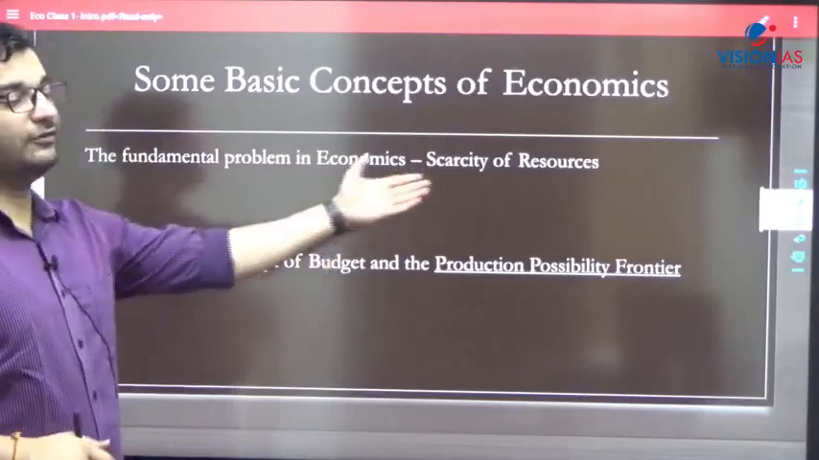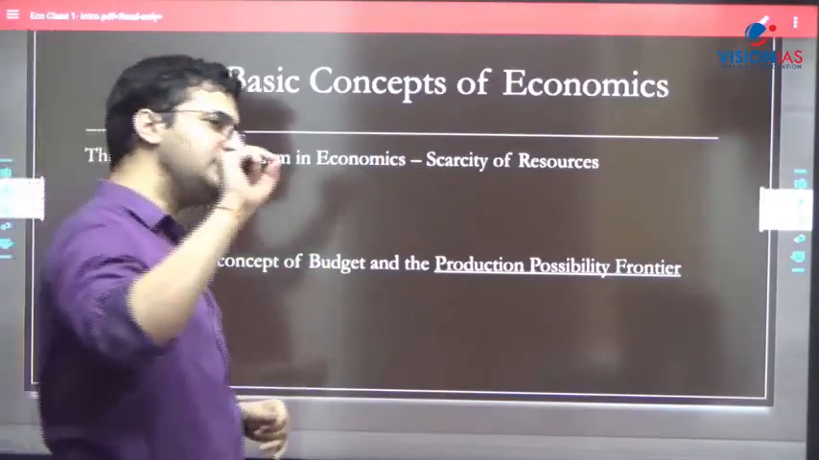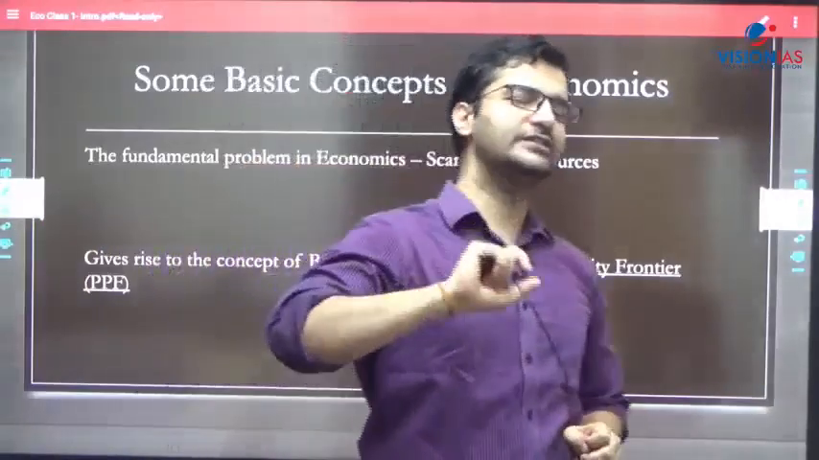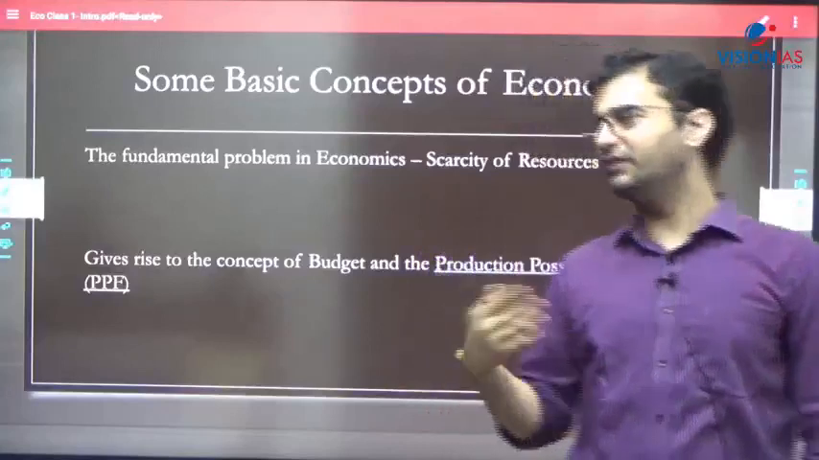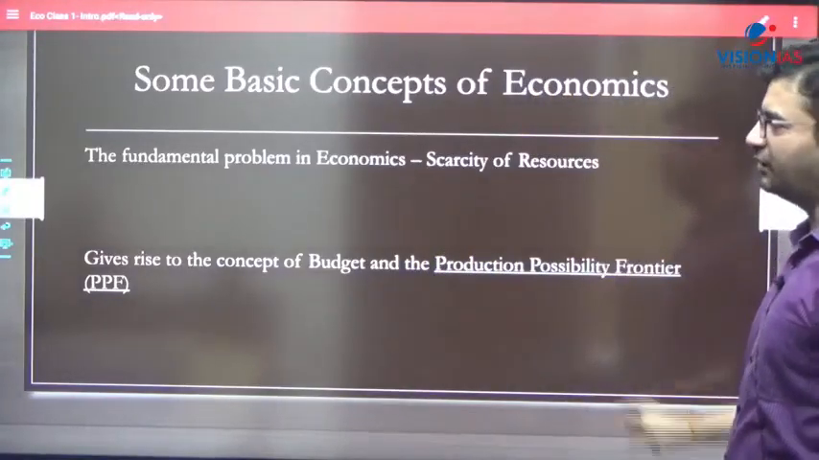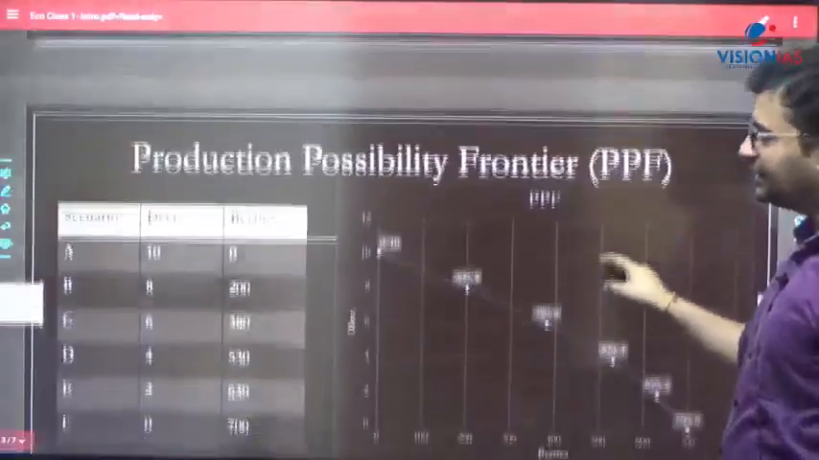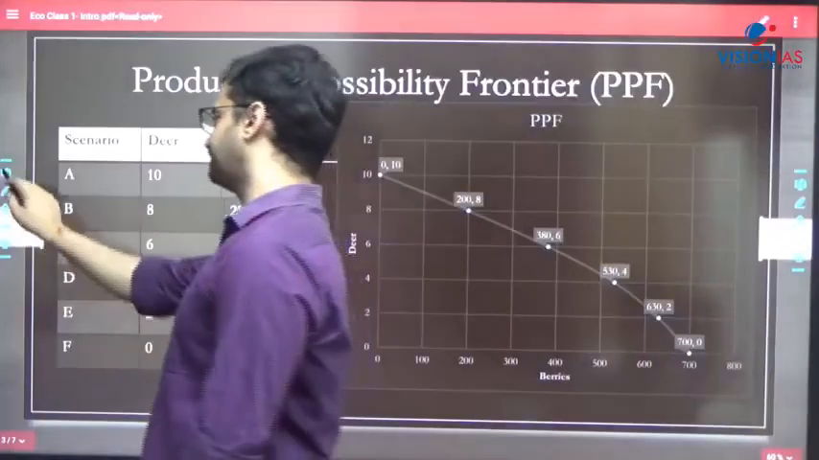The concept of scarcity of resources, that resources are scarce and in these scarce resources we have to make a choice, can be explained with the help of the concept of the production possibility frontier or production possibility curve. Let's see what this is.